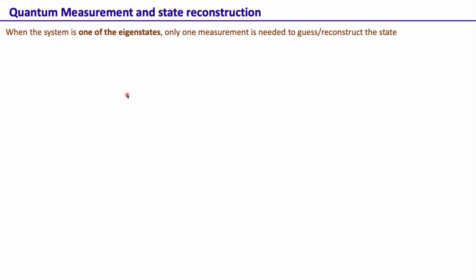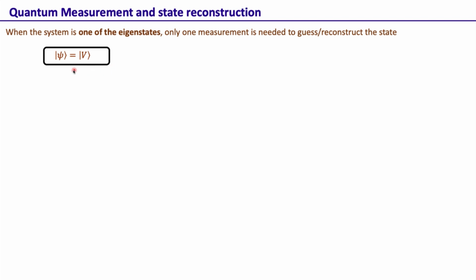Okay, so when we talk about quantum measurement, the main aim of quantum measurement is to do the state reconstruction. So typically the quantum state that we have, we don't know what the state is, and the aim is to find out that state or reconstruct that state, and that state reconstruction happens through quantum measurement. So if you know that the system is in one of the eigenstates, then only one measurement is needed to guess or reconstruct the state.